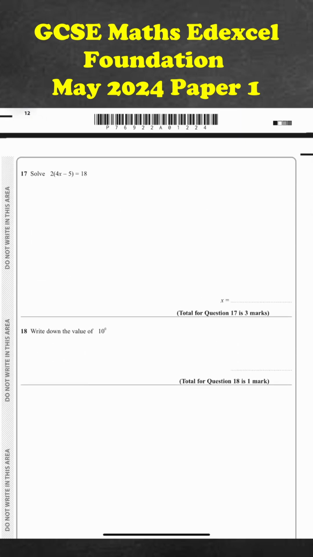Question 17. Solve 2 lots of 4x minus 5 equals 18. So I just need to expand out that bracket. So 2 times 4x is 8x. 2 times minus 5 is minus 10. That equals 18. We'll add 10 to both sides here so that we get 8x equals 28. Need to divide both sides through by 8, but what I'm going to do first is divide through by 4, just because they both divide by that, and we're going to get 2x equals 7. Divide through by 2 next, so x equals 7 over 2, which we can also write as 3.5.